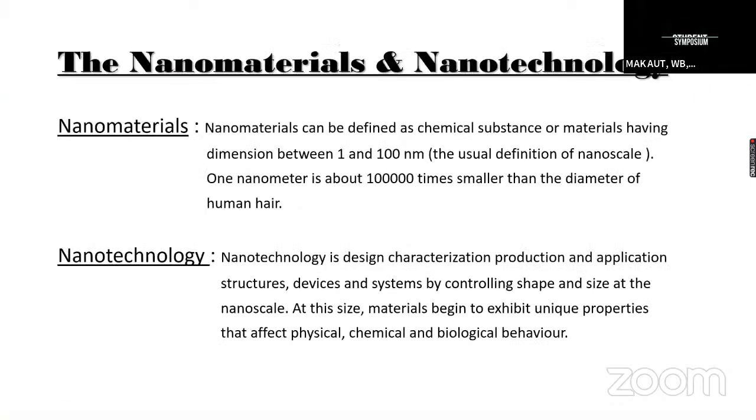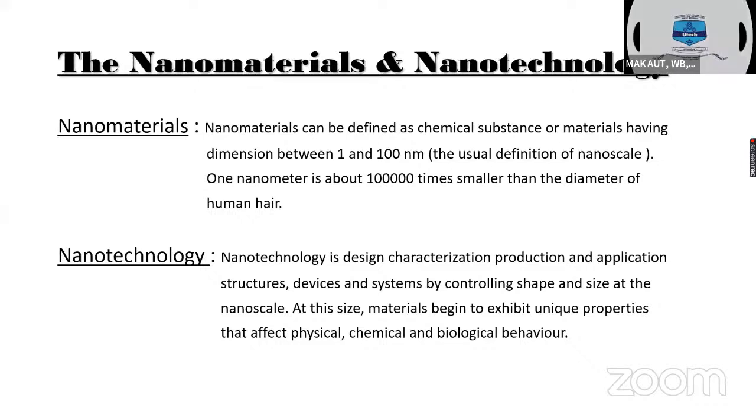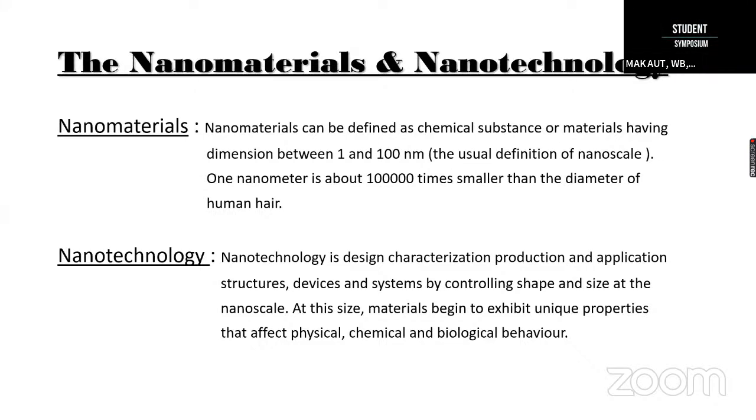Yes. Okay, sir. So here our first discussion will be what is nanomaterials and what is nanotechnology. Nanomaterials can be defined as chemical substances or materials having dimensions between 1 and 100 nanometers. One nanometer is about 1 lakh times smaller than the diameter of a human hair. From this comparison, we can imagine how small nanomaterials are. On the other hand, nanotechnology is the design, characterization, production and application of structures, devices and systems by controlling shape and size at the nanoscale.